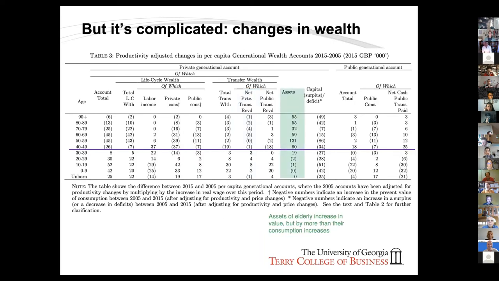But in terms of assets, there's been a very large change where the assets of the elderly have risen dramatically, and that's because they own most of the assets in the economy. The younger don't own much, so there wasn't terribly much of an increase. A slight decrease here for the very young caused by higher borrowing.